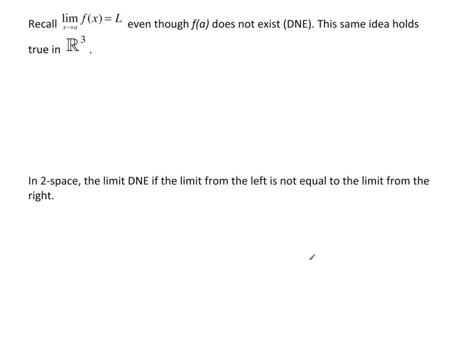Recall that the limit as x approaches a of f of x equals L, even though f of a may not exist. The same idea actually holds true in 3 space. What this is saying in R2, well, let's take a quick example here. Suppose I say f of x equals, and I use kind of an overused example, but it gets the point through, x squared minus 4 over x minus 2.